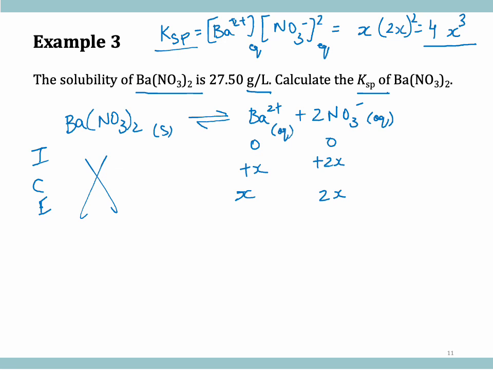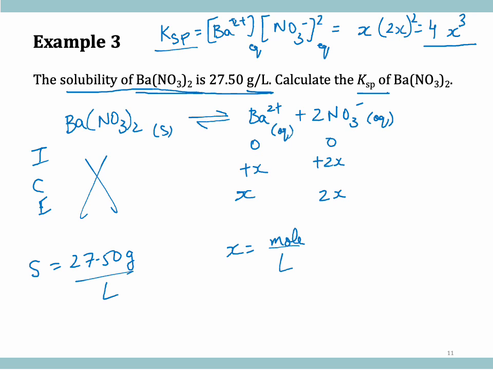So if I can solve for x, I can plug that value here and then I can solve for Ksp. Now the question is, how do I find x? What's given to us is solubility is 27.50 grams per liter. S is 27.50 grams per liter, and we know what x is. x is moles per liter. So I just have to convert these grams into moles. How do we convert grams to moles? The relationship is molar mass. Remember, these grams are given.